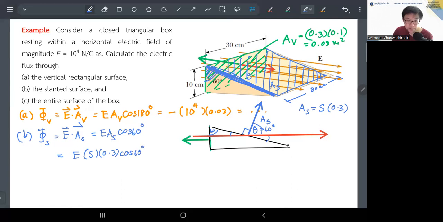Do you notice something here? What is S? Well, I can calculate S. That's no big deal. But what is S cosine 60? Actually, S cosine 60 is this length over here. You guys with me here? If you look at this right triangle, S is the hypotenuse here. The height over here is S cosine 60. S cosine 60 is actually 10 centimeters. It's the vertical length right there.